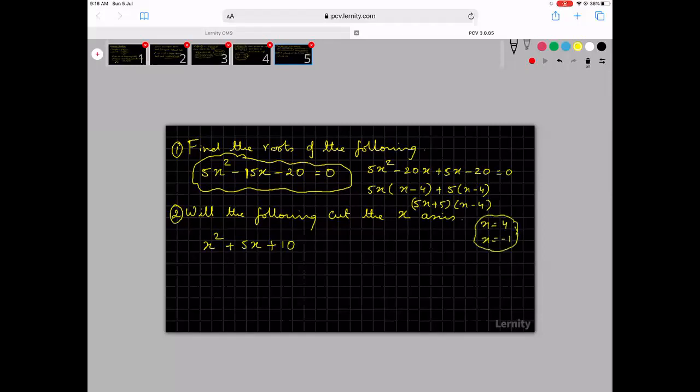Then the second question is, will the following cut the x-axis? It will cut the x-axis if, when this is equal to 0, it gives you real roots. So you want to check whether it has real roots or not. For real roots, b squared minus 4ac should be greater than 0. So let me check. B square is 25 minus 4 into 10. This is equal to minus 15, which is less than 0. So the discriminant is less than 0. So roots are imaginary.